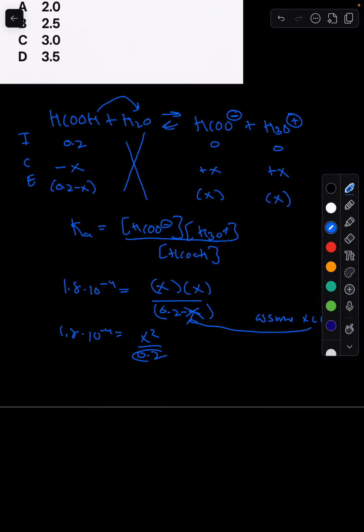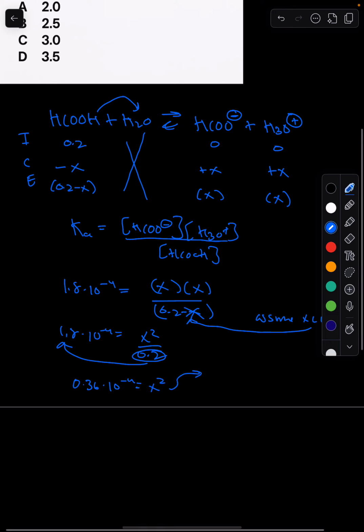So now 0.2 times 1.8 times 10 to the negative 4, that is approximately 0.36 times 10 to the negative 4 equals x squared. And another trick here, since we're not on calculators, is when you do the square root of this, instead of 0.36, we can deal with it as 36. So 36 times 10 to the negative 6 now, since we move the decimal place to the left 2 times, we increase the exponent 2 times. And now it's much easier to square root this.